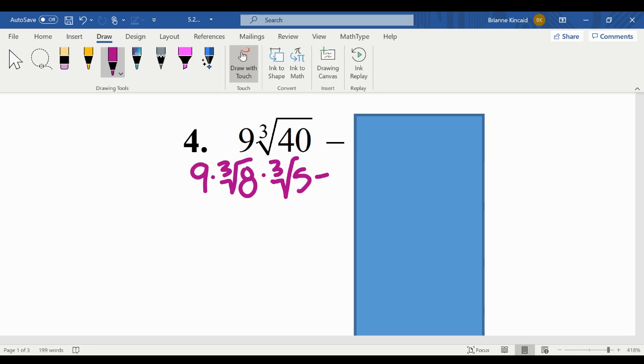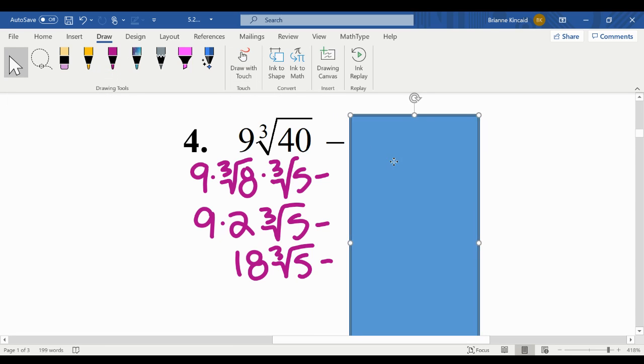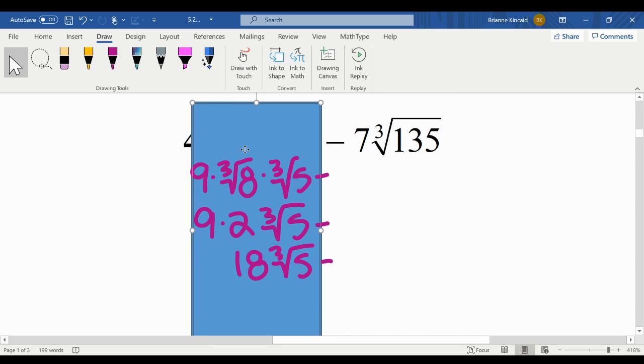All right, we break it down a little bit more. The cube root of 8 is 2. So that's 9 times 2 times the cube root of 5. Or 9 times 2 is 18. 18 cube root of 5. We can't break down the cube root of 5 anymore, so now we're going to do the exact same thing, but we're going to focus only on the right side of the equation. And obviously, if you have a piece of paper or your hand or calculator, it's going to cover all of this up a little bit better. So following that same idea, I'm going to break down 7 cube root of 135.